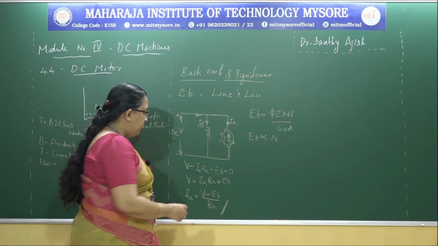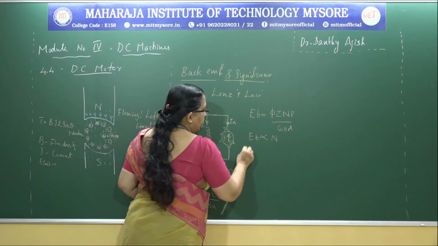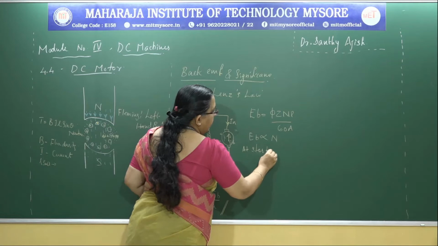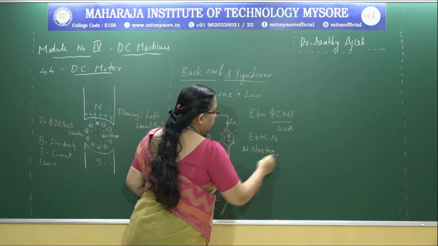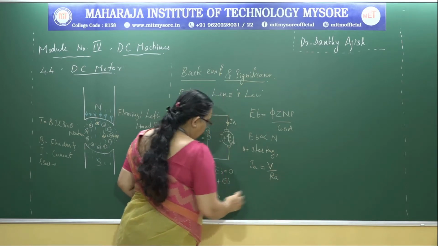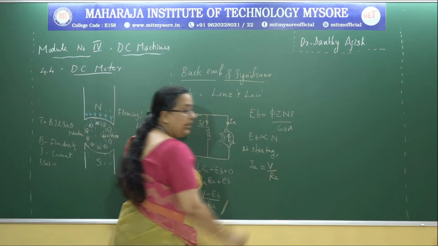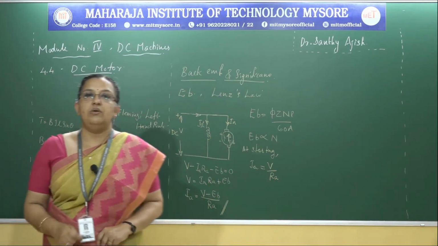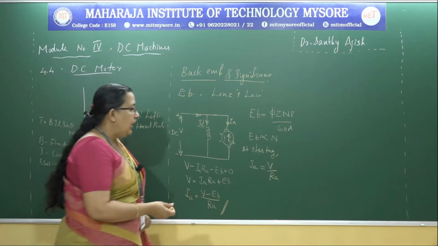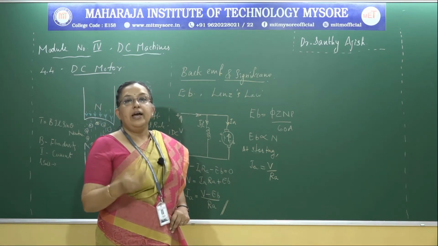So at first what will happen is, at starting, EB is 0, so the IA value equals V divided by RA, because EB is 0. And the value of RA, we know, is very, very less, of the order of 0.02 ohms, like that. So what will happen to the value of motor current at starting? It will be very high.